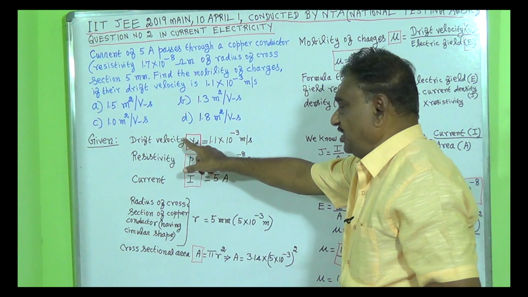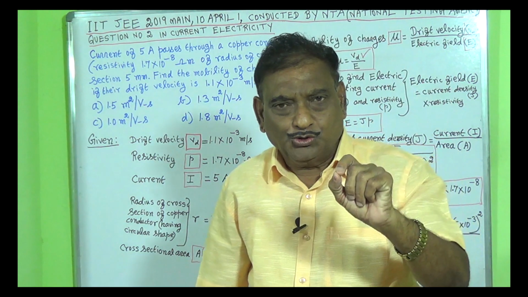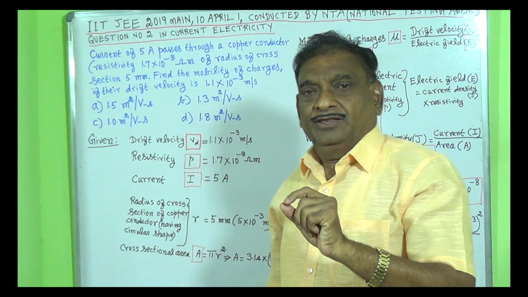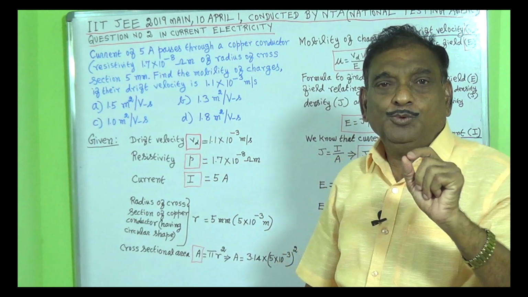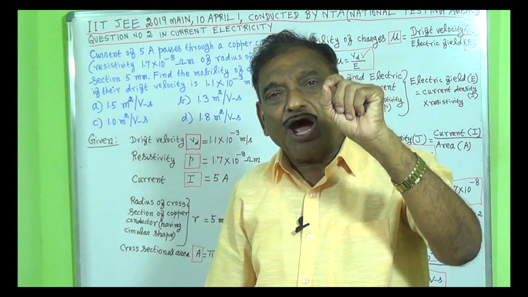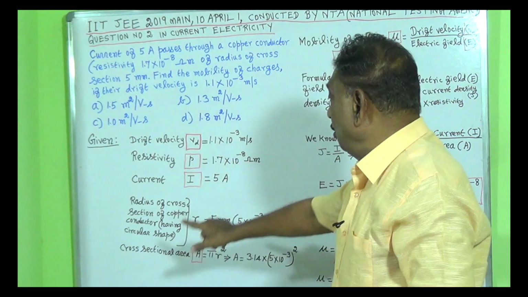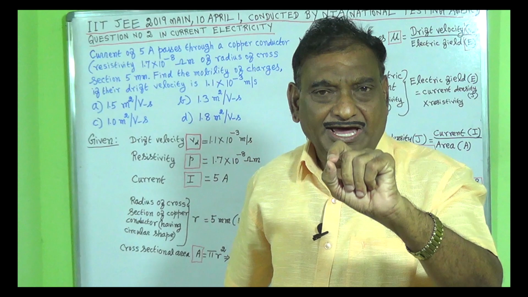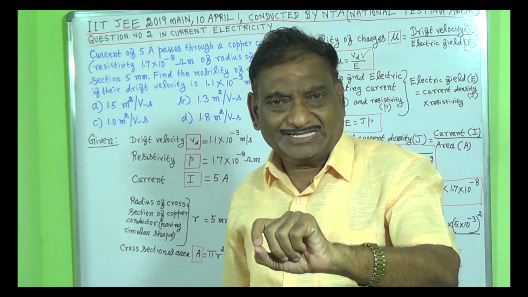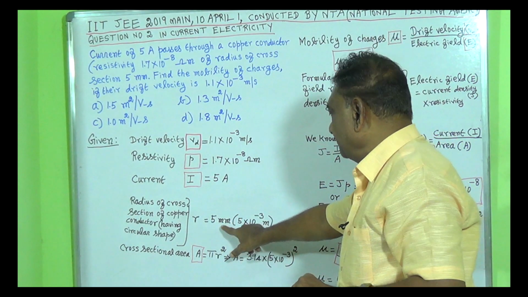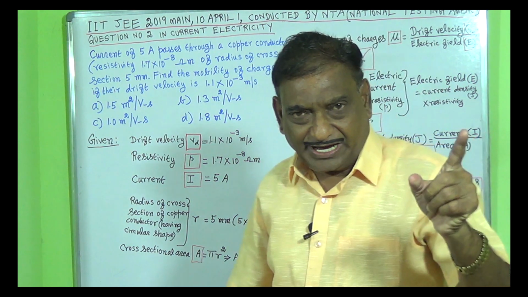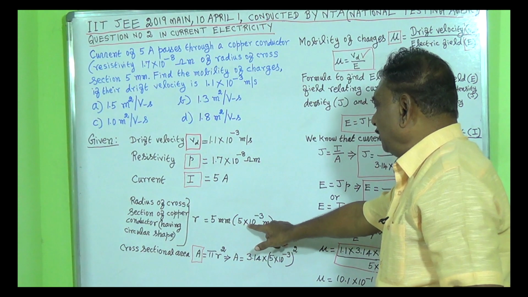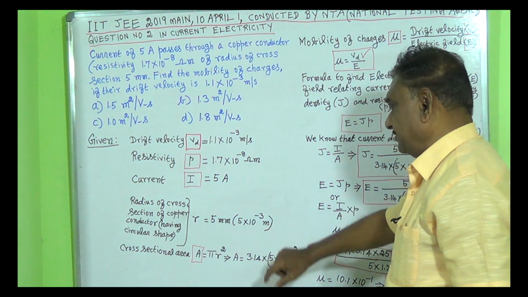So the drift velocity is 1.1 × 10^-3 meter per second. The resistivity is given as 1.7 × 10^-8 ohm meter. The current is given as 5 ampere. The radius is provided as 5 millimeter. It is converted into meter. If we convert 5 millimeter into meter, we will get 5 × 10^-3 meter.